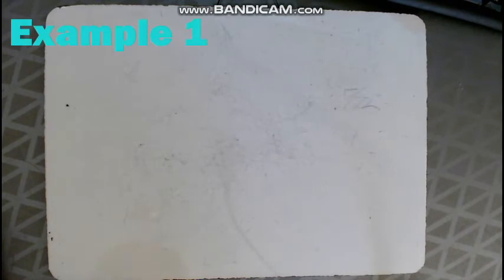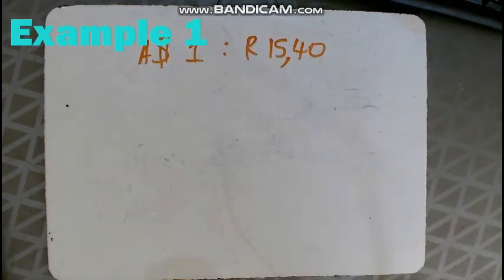Alright, today we're looking at exchange rates. Example 1. John is migrating to Australia from South Africa. So he's leaving South Africa and heading to Australia. If the exchange rate is 1 Australian dollar to 15 Rand 40.